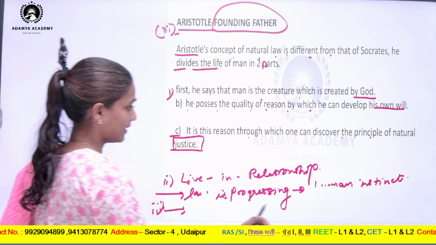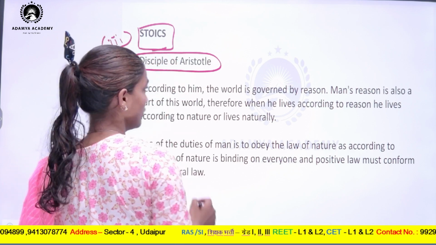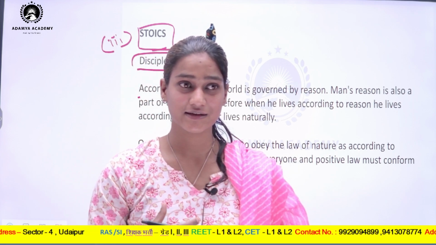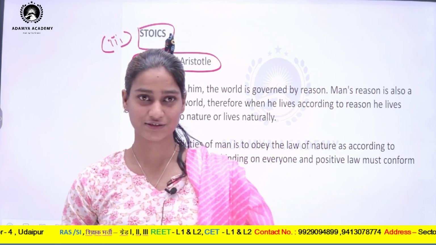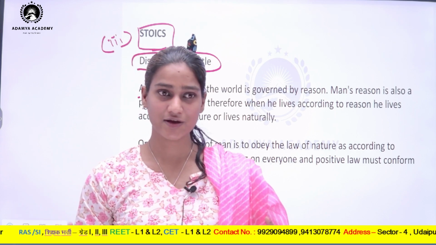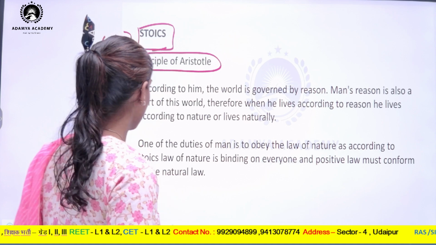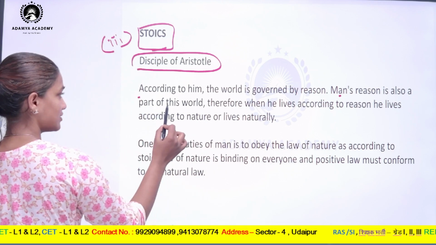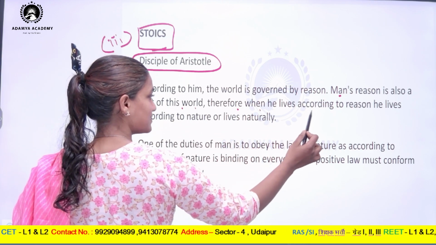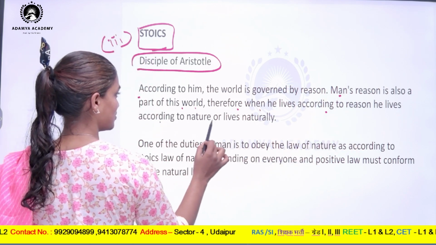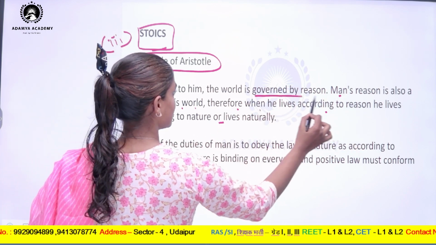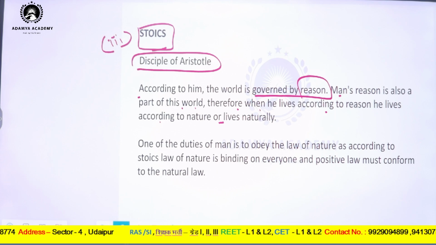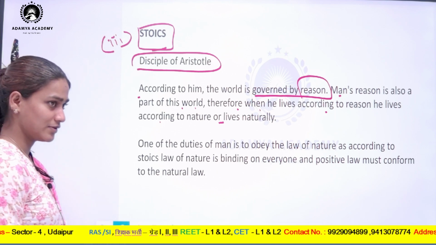Now next we will study about Stoics, who is the disciple of Aristotle. So what Stoics did, he gave a detailed analysis of what Aristotle has told, and he also added some points in it. According to him, the world is governed by reason. Man's reason is also a part of this world. Therefore, when he lives according to reason, he lives according to nature or lives naturally. So what did Stoics emphasise on? Reason. So what do you mean by reason?